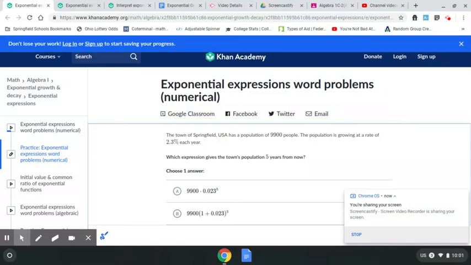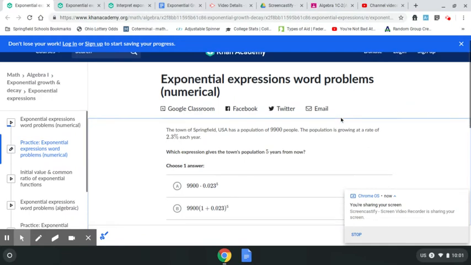Okay, let's look at a potential problem set here with exponential expressions, word problems, numerical on Khan Academy. So here's my first one. The town of Springfield, USA has a population of 9,900 people. The population is growing at a rate of 2.3% each year. So with these exponential growth problems, which expression gives the town's population 5 years from now?